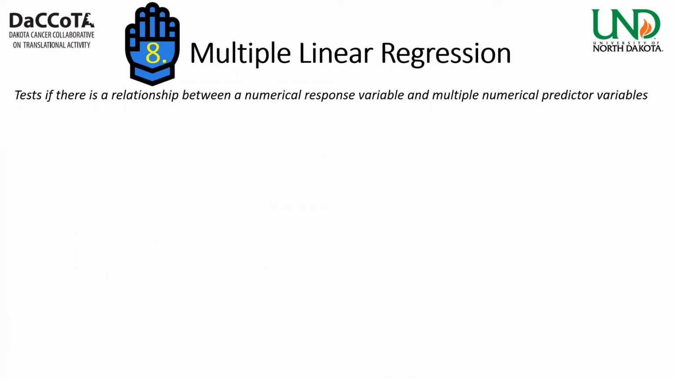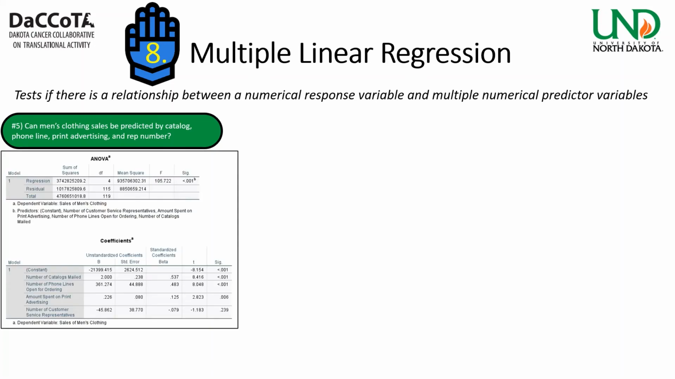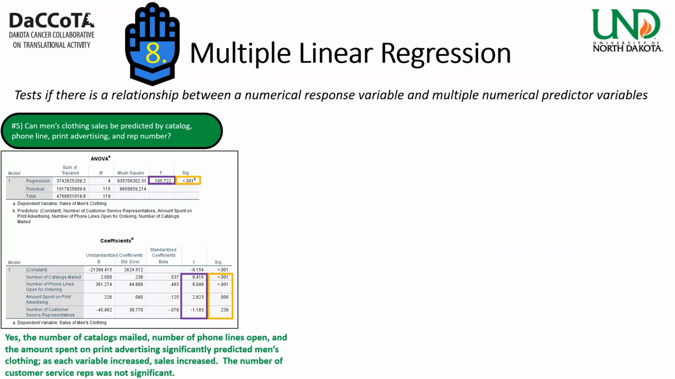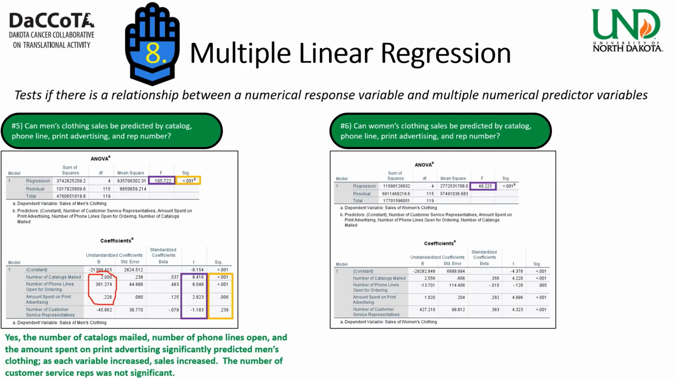Turning back to our clothing information, let's look at men's clothing, see if we can predict them by multiple variables: catalog, phone line, print advertising, and rep number. So the overall model is indeed significant. When looking at these, we find that number of catalogs, phones, and print advertising was significant, but customer service representative number was apparently not important to men's clothing sales. And all of these were significantly positive predictors of men's clothing selling.